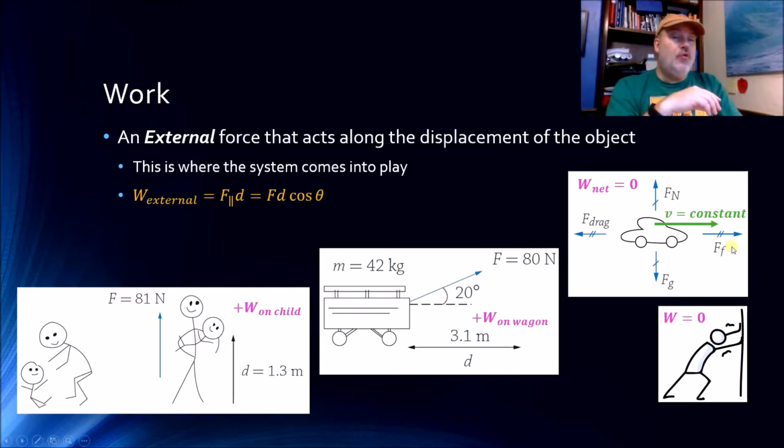But the friction force forward is doing positive work, the drag force backwards doing negative work, and since they're the same force, same magnitude, but in opposite directions, their work will cancel out. So the net work on this car will be 0 and it won't speed up. No gain in kinetic energy. And then we have the special case of an object that doesn't move. So there's a force on the wall, but the wall doesn't move. So since there's no displacement, then no matter how hard you push, there's no work done.